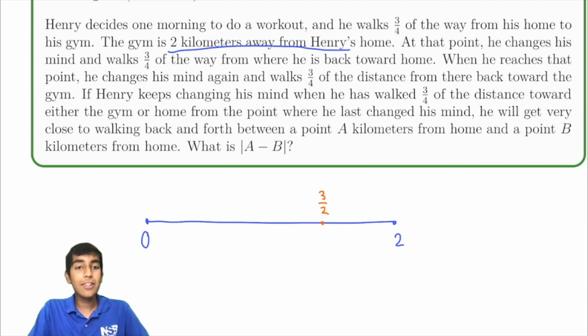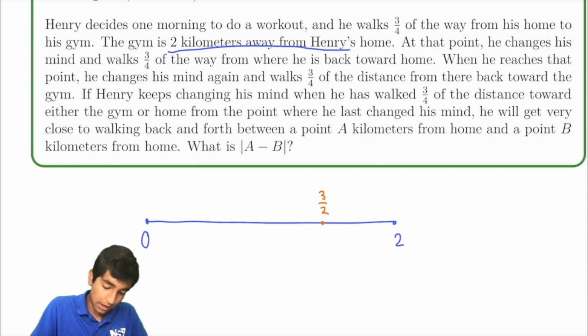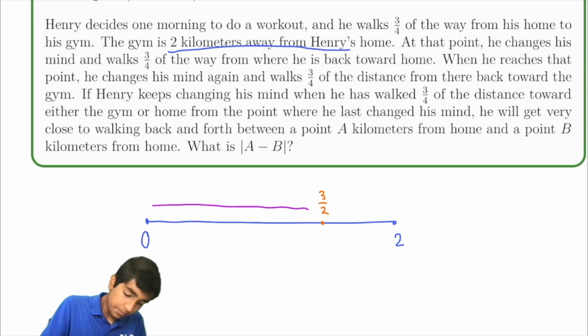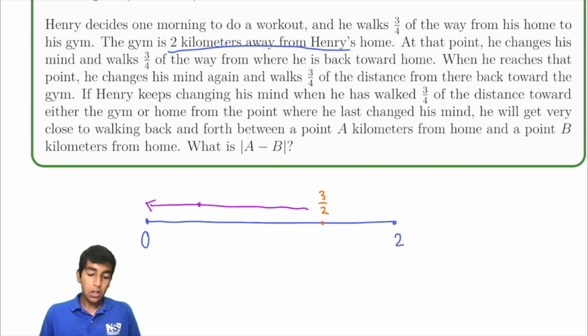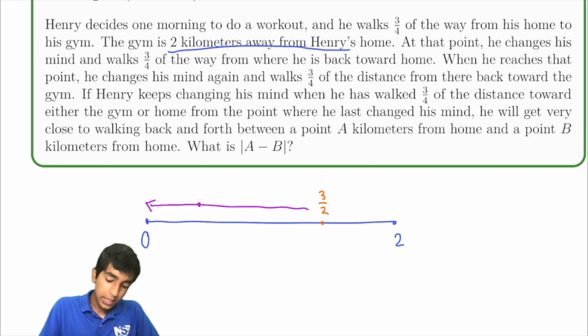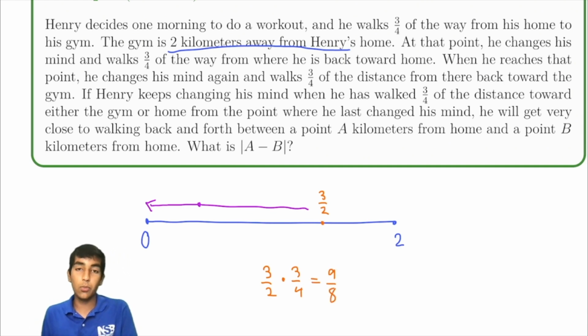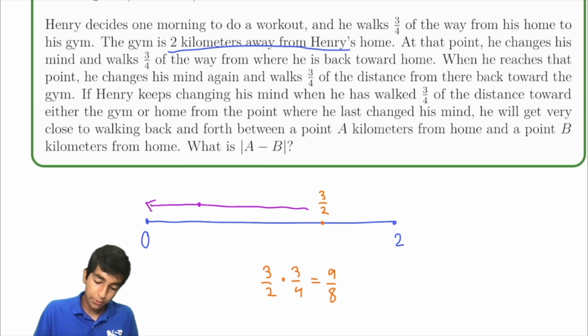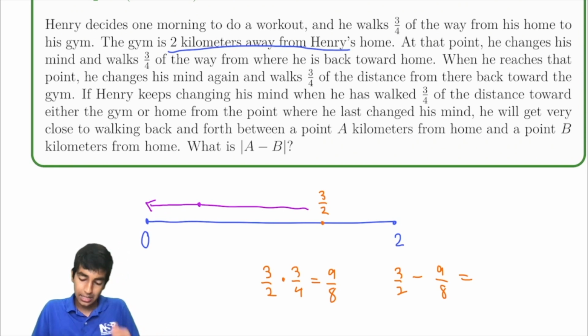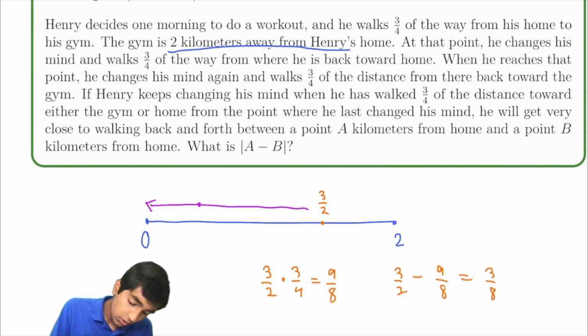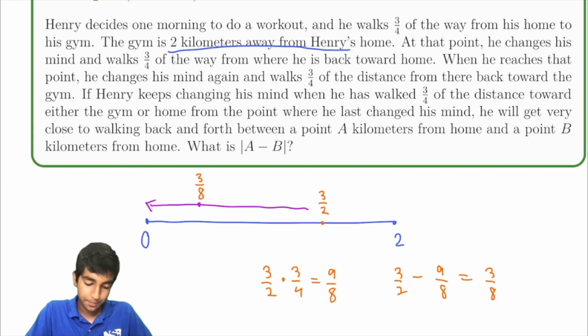At that point, he changes his mind and walks 3/4 of the way back home. So 3/4 of the way back home. This is the full way back home. He walks only 3/4 of that. So if he walks 3/4 of the way back home, he'll walk 3/2, the point he's at right now, times 3/4, which is equal to 9/8, and that's how much distance he'll walk back home. So he'll now be at the point 3/2, his original point, minus 9/8. And what is that equal to? 12/8 minus 9/8 equals 3/8. So he'll now reach the point 3/8.